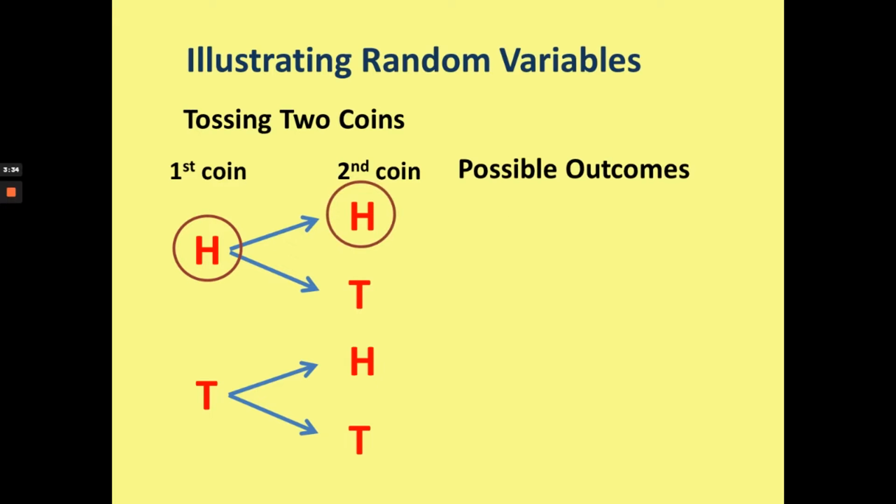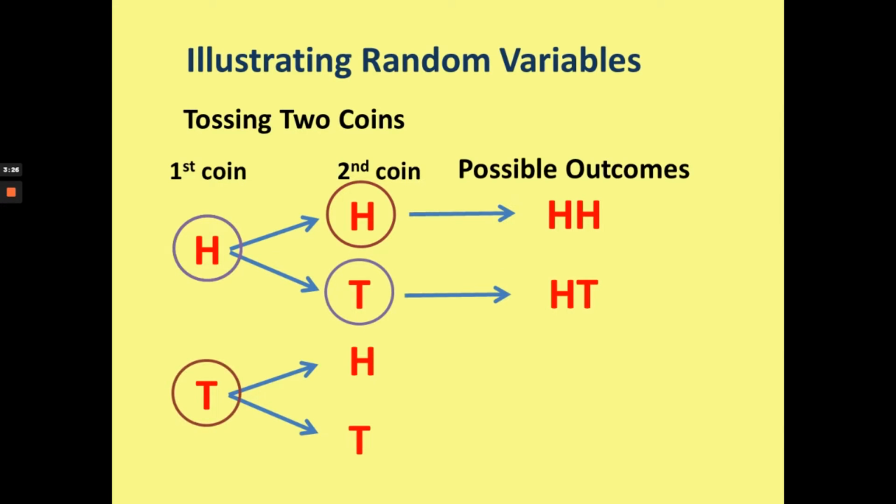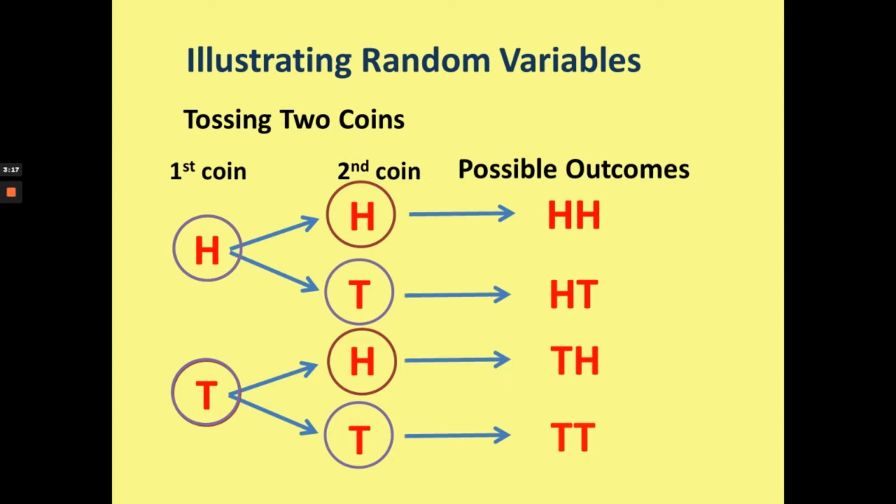The first outcome here is heads and heads. The second outcome is heads and tails. The third outcome is tails and heads. And finally, we have tails and tails. So there are 4 outcomes for this experiment, or in the sample space. The sample space is the list of all possible outcomes in an experiment.